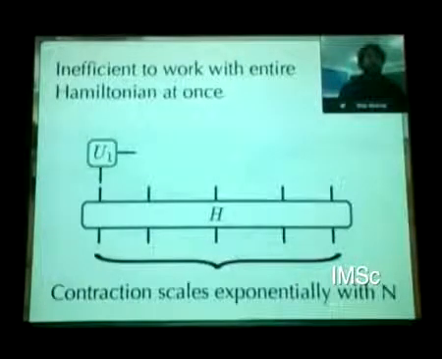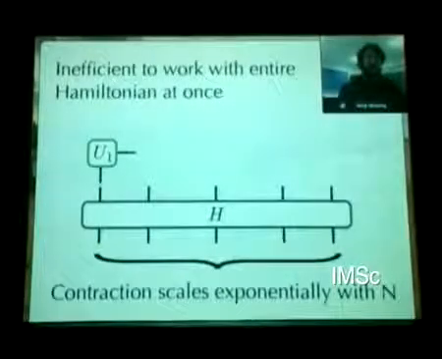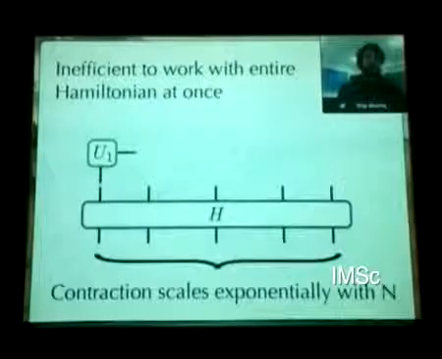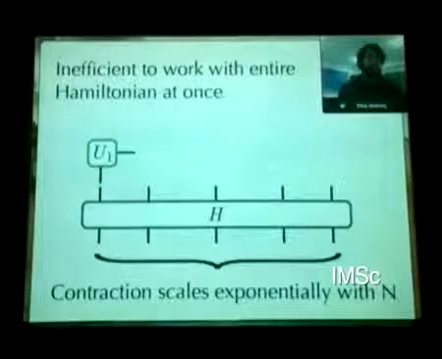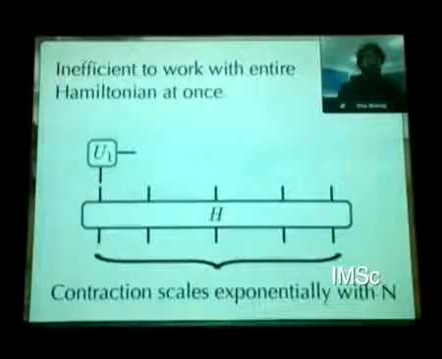So you can see that if you tried to build this effective Hamiltonian and project it to a single site, if you use the entire Hamiltonian at once, there's too many indices. Basically, there's n site indices exposed, and so the contraction will scale exponentially in the size of the system if you try to do this contraction. So the solution is to work with a different form of H.